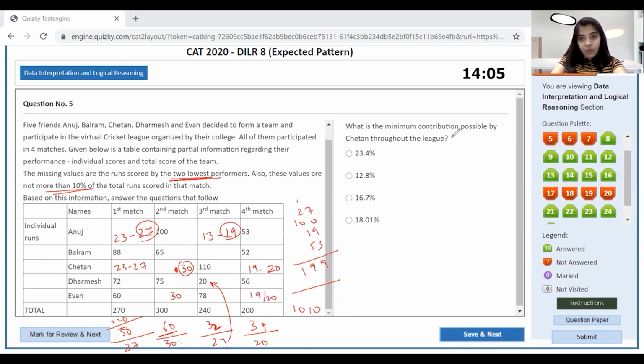Right? So they're asking for the minimum possible contribution by Chetan. 23, 30, 110 and 19. Right. That gives 182. Again, we'll have to open a calculator. As a percentage, they're asking, right? So we have 182 divided by 1010. That is 18.01.